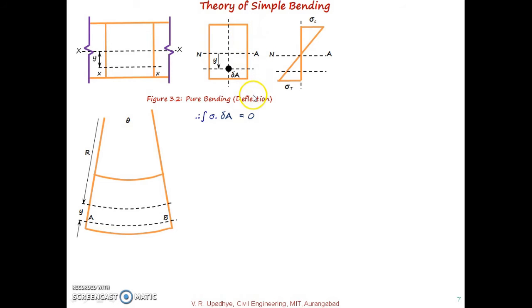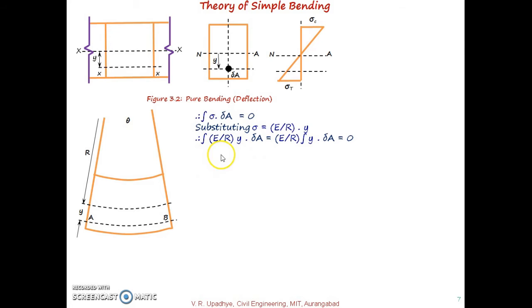So integral from minus d by 2 to plus d by 2 of this force must be equal to 0, for summation of forces must be equal to 0. So substituting that sigma, which we have already discussed, that sigma by y is equal to E by R. So if we substitute sigma is equal to E by R into y, then the equation becomes E divided by R into y delta A must be equal to 0.